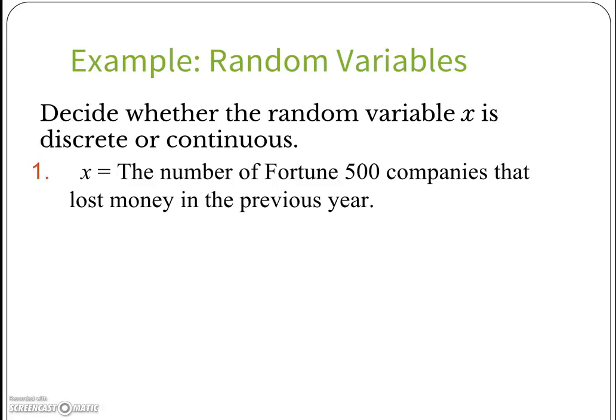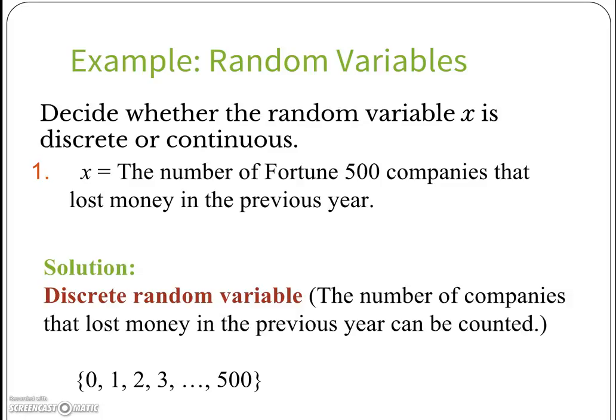So we have an example. For this one, we're going to decide whether the random variable is discrete or continuous. The number of Fortune 500 companies that lost money in the previous year. Well, that is a countable thing. You could have 0 that lost, or 1, or 2, or 3, or up to all 500 for the Fortune 500. So that would be discrete because we're counting the numbers.